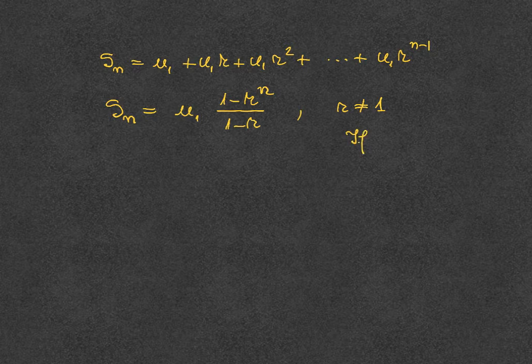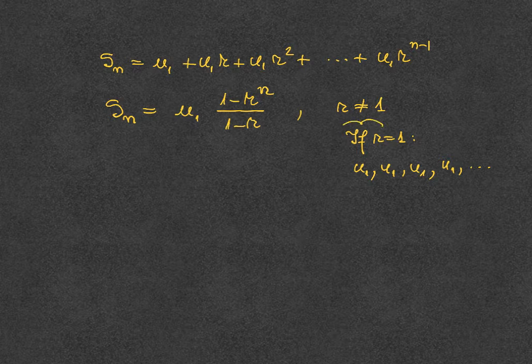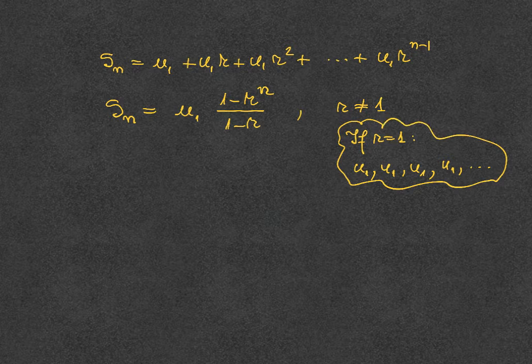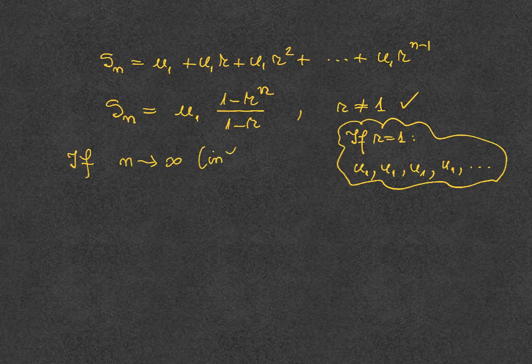If r is 1, then my sequence is u1, u1 times 1, u1 times 1 squared, and so on. So it's a constant sequence, not so interesting. That's why we don't look at this case, because it's obvious. So we just look at r not equal to 1, and therefore I can divide by 1 minus r. Now, what happens if I have infinitely many terms? Infinitely many terms will mean n approaches infinity.